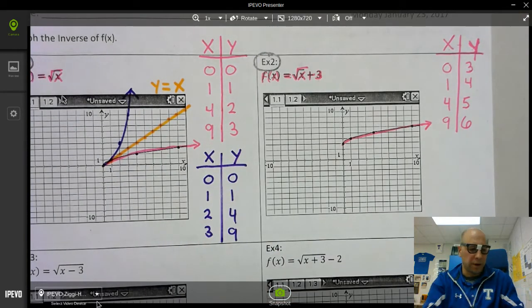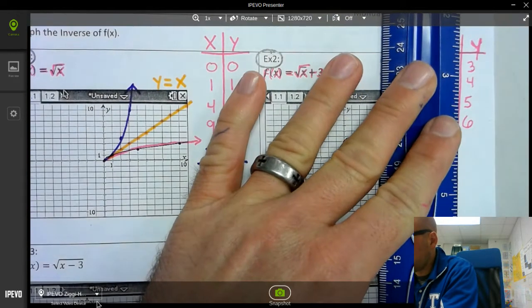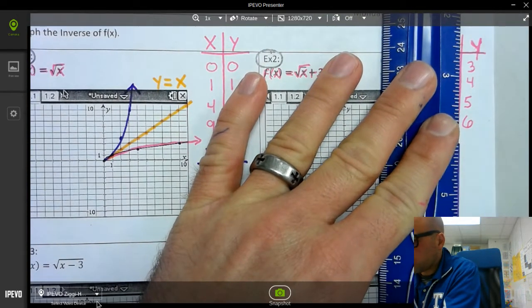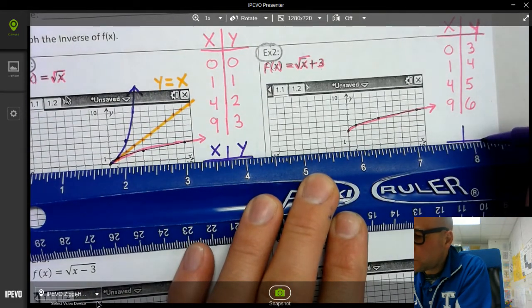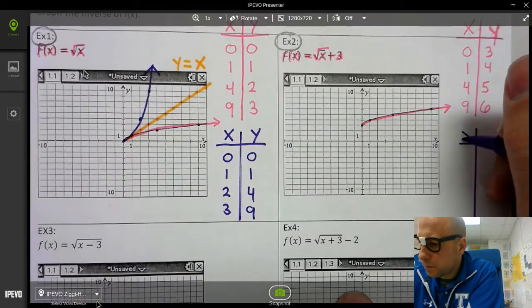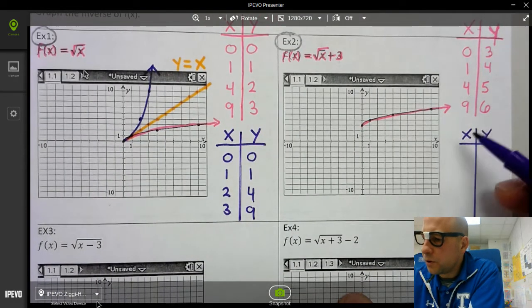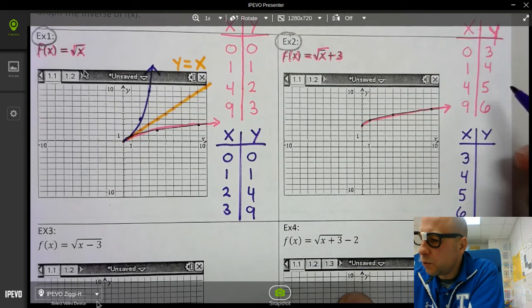All right, so to find the inverse, we're going to switch the x and y. So we need to make a new table. All right. So the new x will be 3, 4, 5, 6, and the new y will be 0, 1, 4, 9.